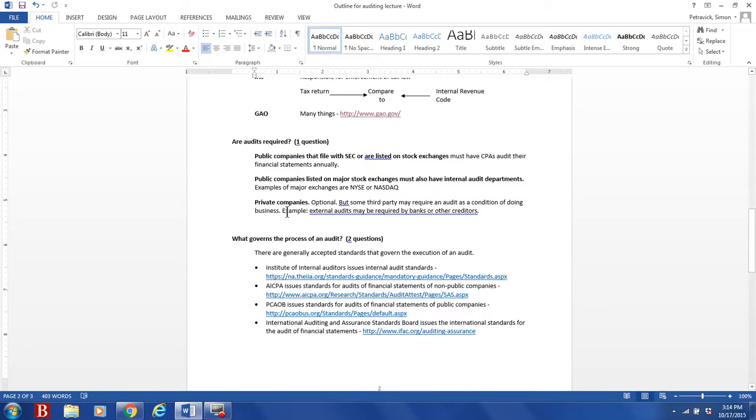So what about private companies, right? They're not necessarily filing with the SEC. They're not necessarily listed on stock exchanges, but they maybe do business with some third parties, such as a bank that has lent them money, or a creditor that's going to provide them with supplies, or maybe they have a fair number of stockholders who are just interested in getting assurance as to what's going on at the company. So it's also not unusual for private companies to also have audits done.